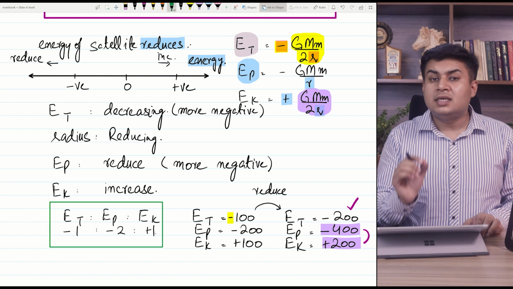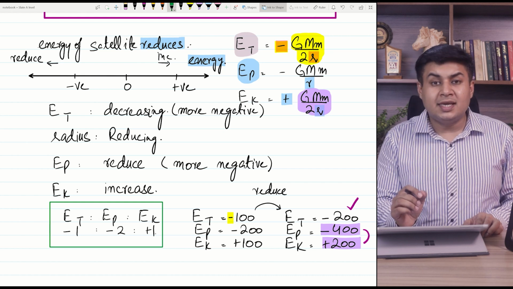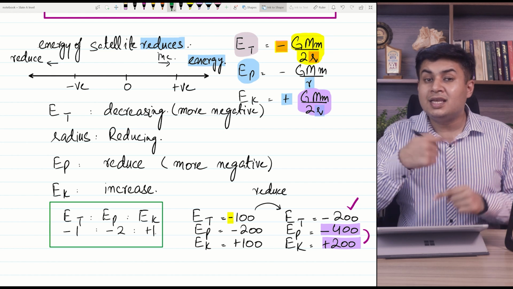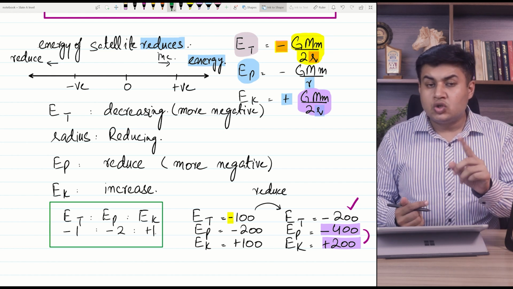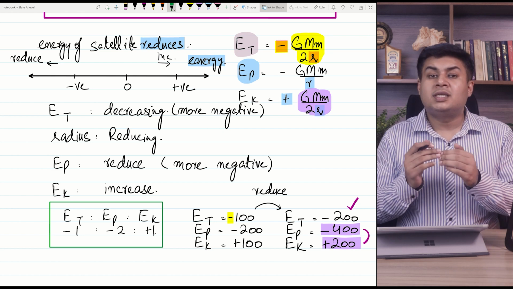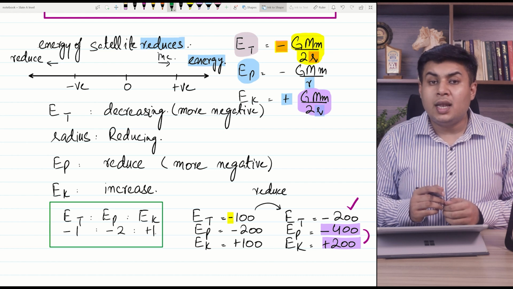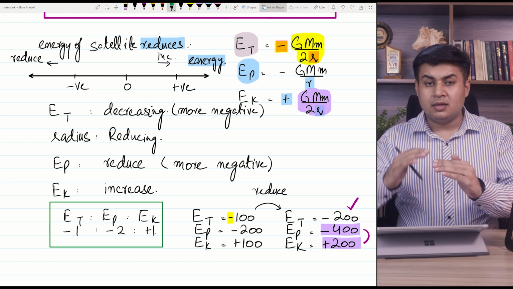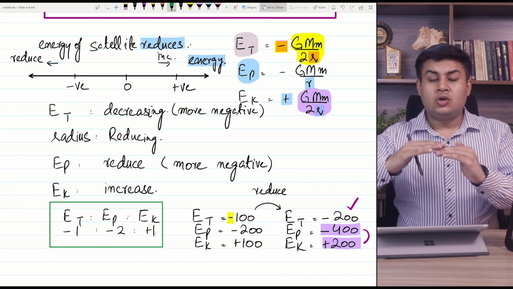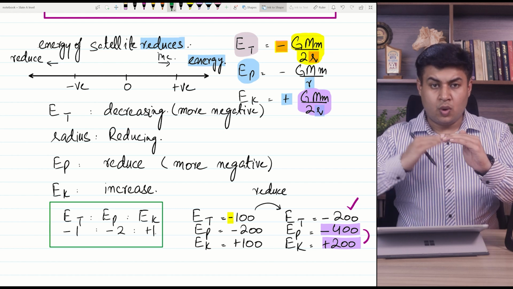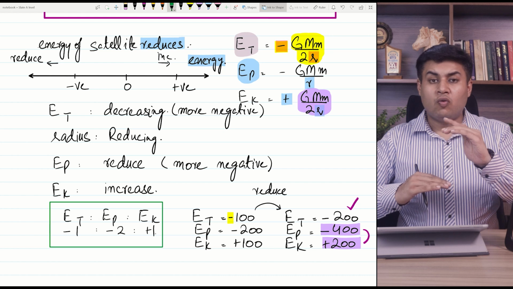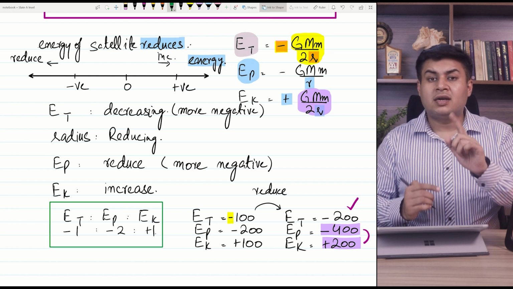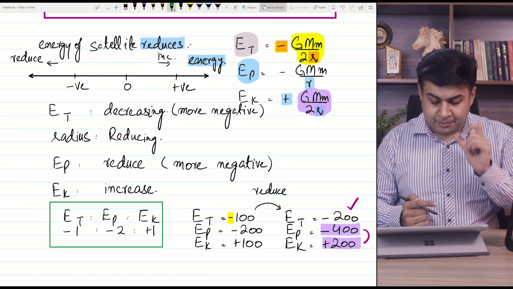Its orbital radius decreases, its potential energy decreases by a factor of 2, right? But kinetic energy increases by a factor of 1. So, overall combination से आपको पता चलेगा कि total energy will decrease by a factor of 1. देखें, potential energy 2 के factor से decrease हुई, और kinetic energy 1 के factor से increase हुई. तो total energy is decreased by a factor of 1, right?